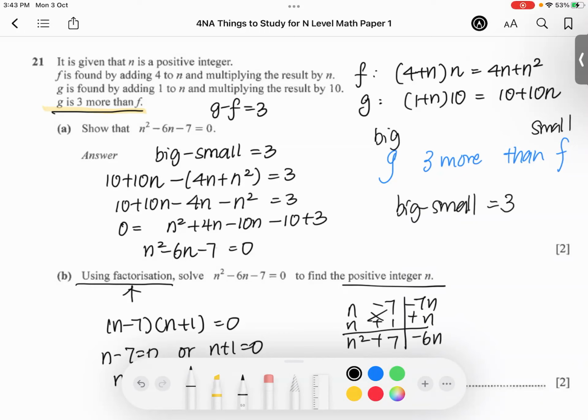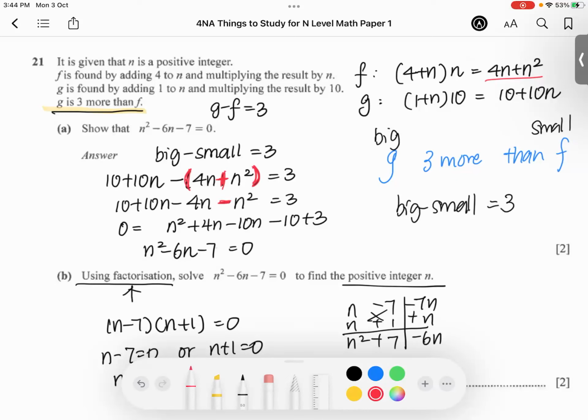So if you are confused with this type of expression and you do not know where to put the plus 3, what you can do is take big minus small equals 3. But here, highlight a bit: subtract the whole of this. Remember to put your brackets, because the sign here will change. So remember to put your brackets.